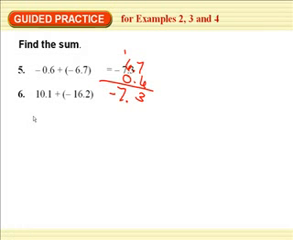This one, we have a positive and a negative, so since the signs are opposite, we subtract the 2 numbers. And there's more negatives than positives, so it's negative 6.1.